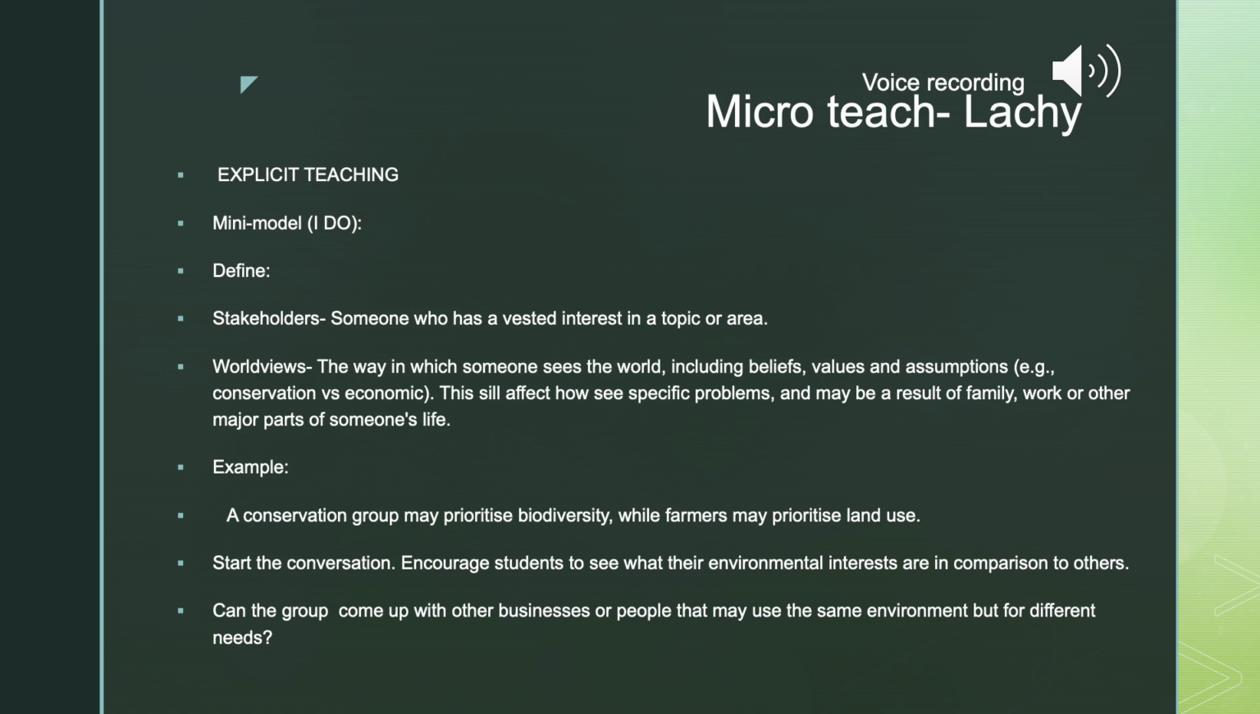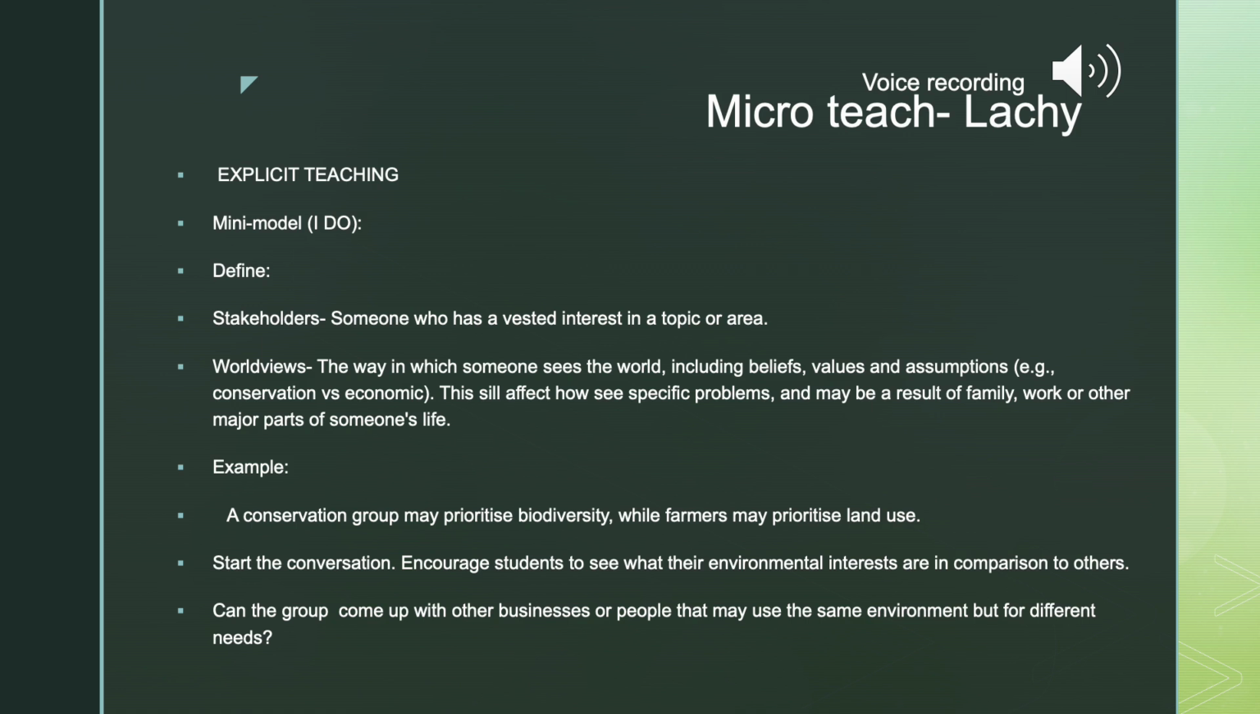An example that I've come up with here is two competing groups, two different stakeholders that have two different worldviews. We have a conservation group, and they may prioritise biodiversity, but we have farmers that may prioritise land use. Okay, so you might say that they're both using the environment, but in different ways. Okay, these two people may be using the same piece of land or want to use the same piece of land, but have different views of what it may be used for.